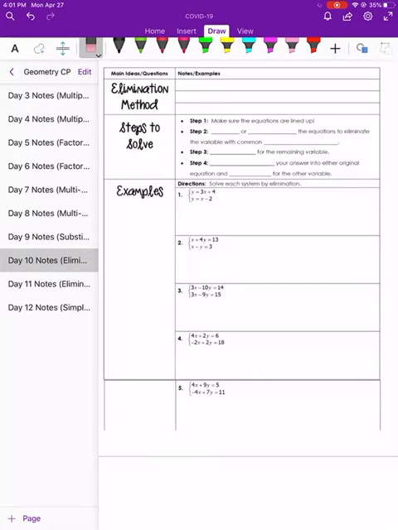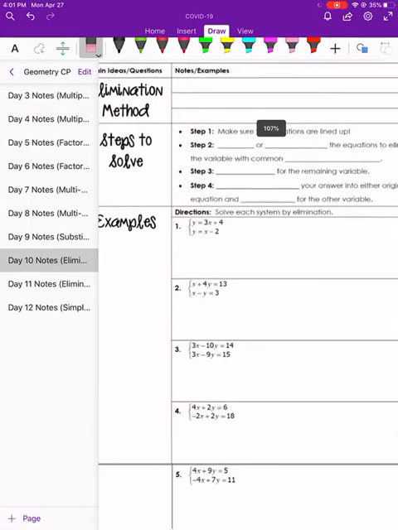Hey guys, so we are going to be doing systems of equations again. Last class we did substitution. Today we're going to be working on elimination, and next class we will also be doing elimination. So this is kind of part one.